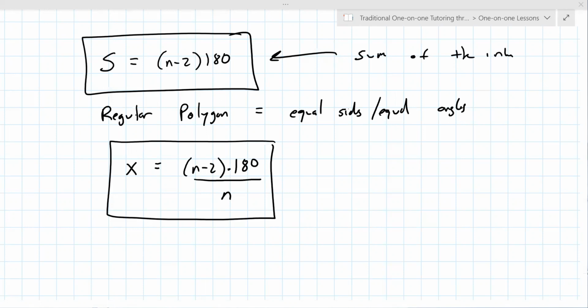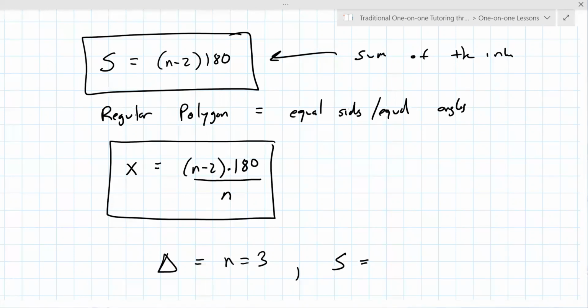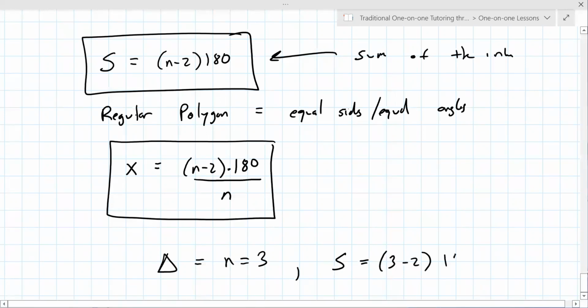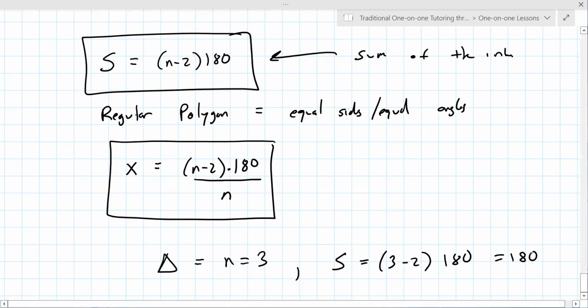So let me give you an example. Let's look at a triangle. For a triangle, n equals 3. Let's do the S here. So it's 3 minus 2 times 180. So that is 180. Is that okay?